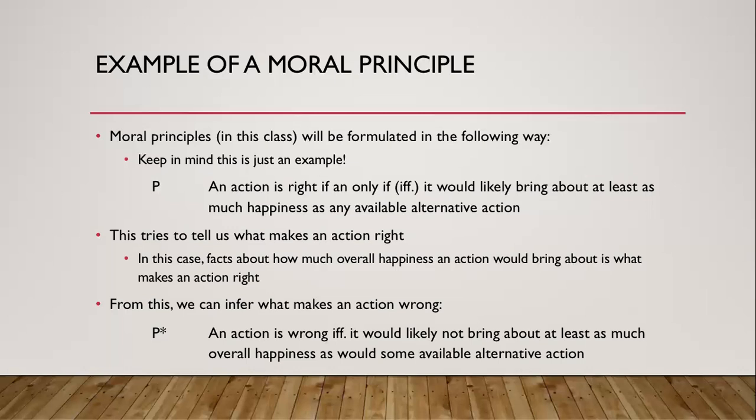Also, from moral principles, you can infer what makes an action wrong. So I have P asterisk. An action is wrong if and only if it would likely not bring about as much overall happiness as would some available alternative action. Moral theories themselves aren't really spelled out about wrong actions. At least the ones that we cover in the rest of this class are only going to be about right action. But you can infer what a wrong action would be from any of the ones that are about right action. That's just the way moral principles work.